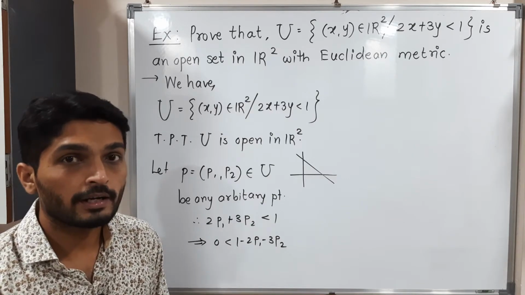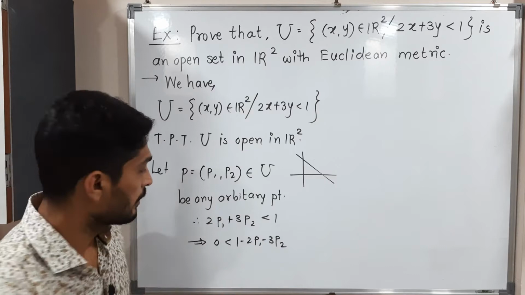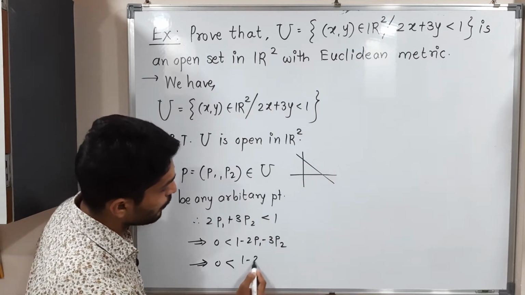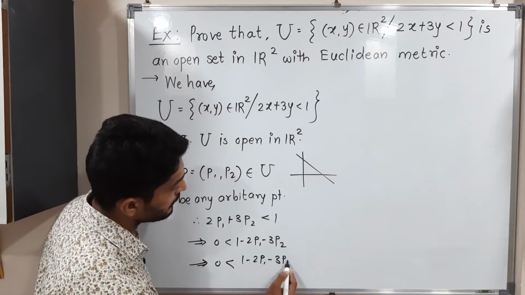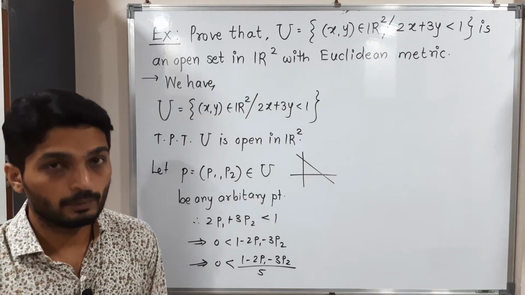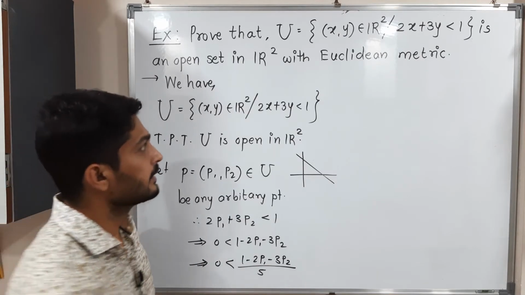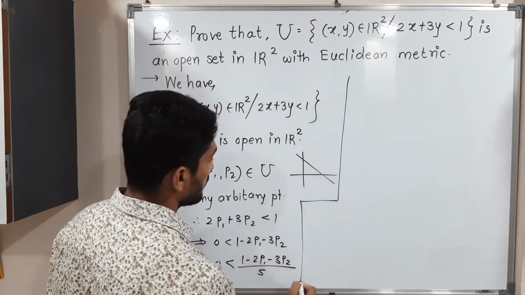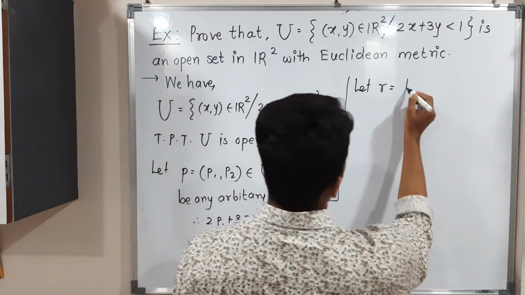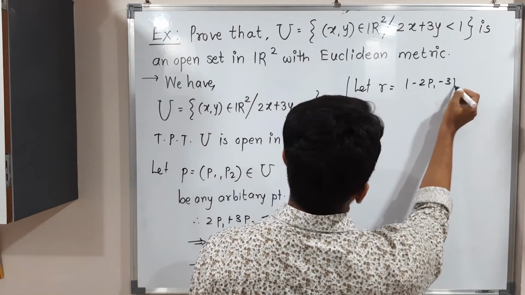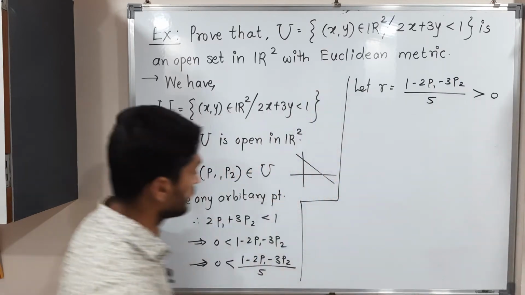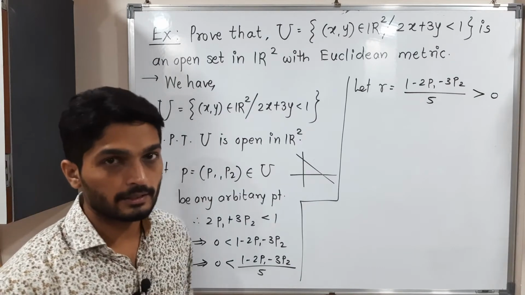Okay, these were positive. If you shift them to that side, there will be negative numbers. I am going to divide both sides by 5. What will happen? So this is 0 less than (1 minus 2p1 minus 3p2) divided by 5. See, I am calling it R. We want a radius, no? So I am taking it as the radius. Let R be equal to what we have got here, (1 minus 2p1 minus 3p2) divided by 5, which is greater than 0, since we have already proved here it is greater than 0.